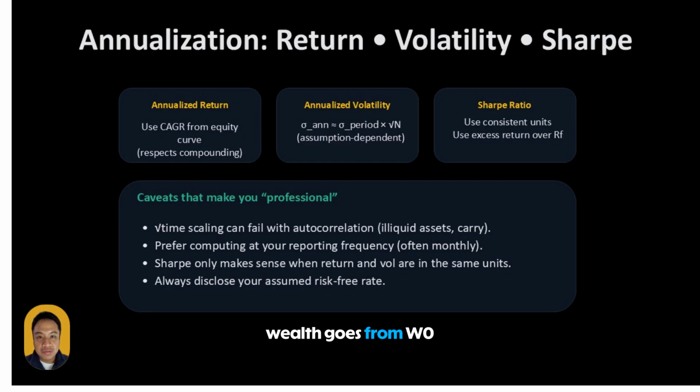CAGR concept: if your wealth goes from W0 to WT over T years. Annualized volatility: the classic rule comes from assumptions like independent and identically distributed returns. Not always true, but it's a good first approximation. But the caveat: if returns have autocorrelation, common in illiquid assets and some carry strategies, square root of time scaling can be wrong. So if you're using monthly data, it's often safer to compute vol directly at monthly frequency.